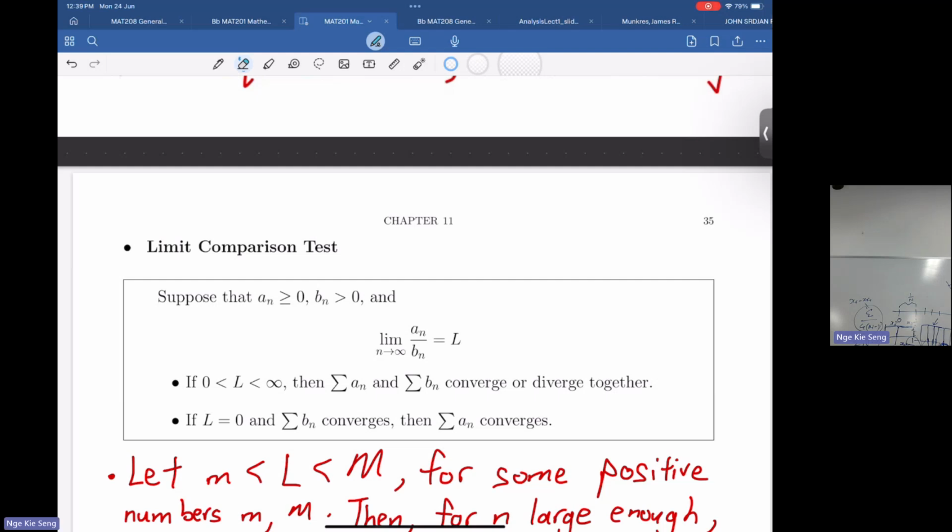Okay, so you need an extra condition when L equals 0 for An to converge. But if they grow with the same ratio, then they will converge or diverge together. Okay, together.